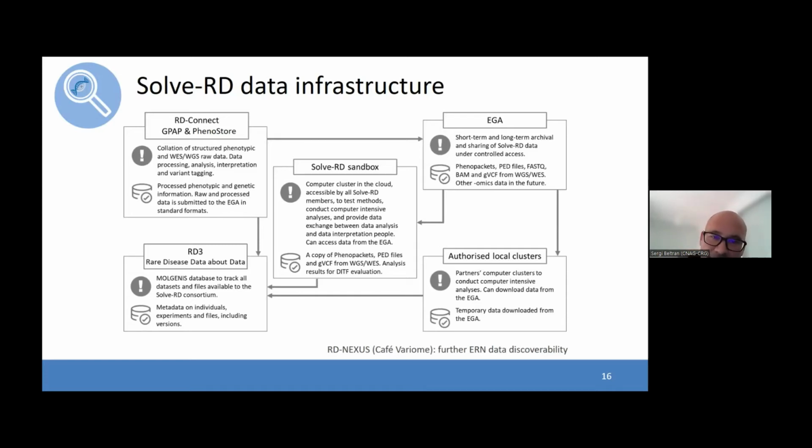Then the data can be analyzed either through the GPAP, but also we can move data from the EGA to what we call the sandbox, which is basically an internal cloud infrastructure, and then we can do some analysis. And also we have some clusters which have been authorized by the consortium to download data from the EGA to perform more computer-intensive operations, because the sandbox has certain limitations and it's very expensive to have a very powerful system up and running. And then we have a big database that we call RD3, where this is data about data, which controls all the different data files and metadata and where all this information is at, including the results.